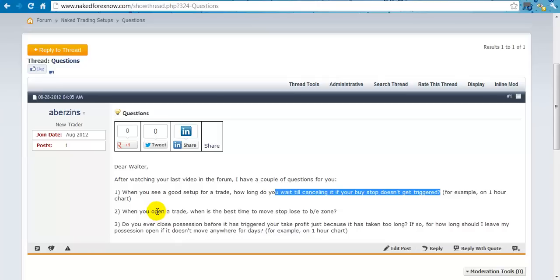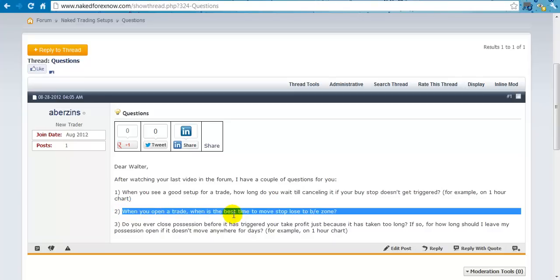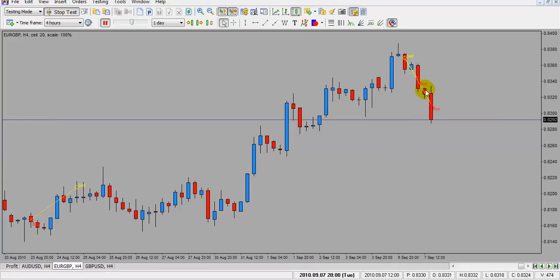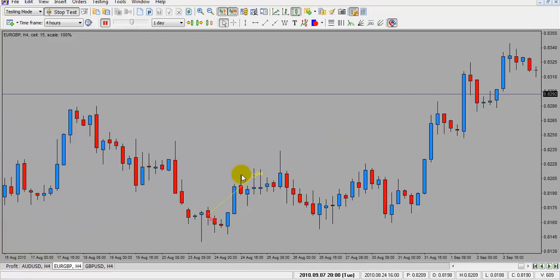The second question is, when you open a trade, when is the best time to move the stop loss to break even? Well, I think we just covered that in the example. I know I'm a little bit quick, but usually I will move the stop loss to break even when it gets very, very close to the first target or when it actually achieves the first target. In the case of this one, it actually closed below the first target, which is the best scenario for a sell stop.